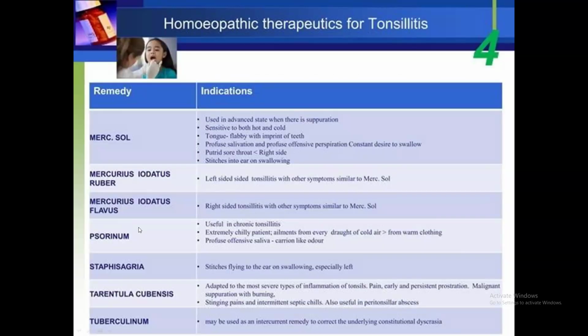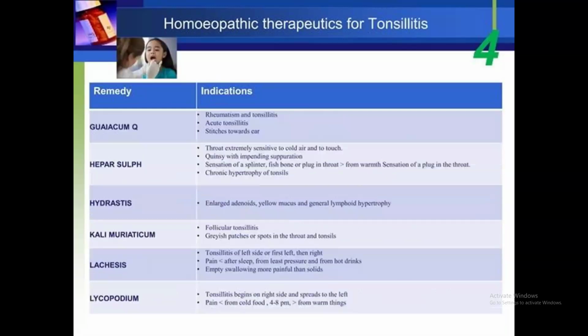Then Tarantula is also a good remedy. Tarantula cubensis, Tuberculinum. These are very, very important remedies which are used especially in cases of adenoids.